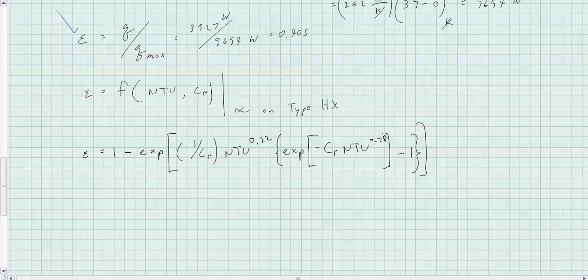What you would do now is to plug in the values for C sub r, wherever they're located, and the effectiveness, and you would solve for the only variable, which is NTU. You can do that on your calculator with ease. The value turns out to be 0.691.